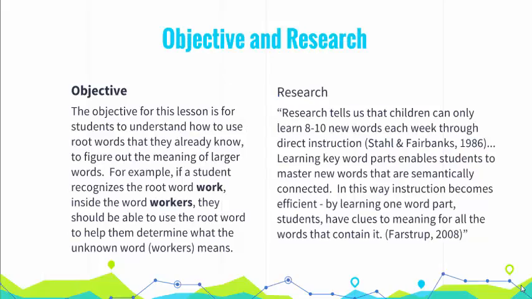Paddock, Newton, Rosinski, and Newton also state that learning key word parts enables students to master new words that are semantically connected. In this way, instruction becomes more efficient. By learning one word part, students have clues to meaning for all the words that contain it. The objective for this lesson is for students to use root words that they already know as a clue to figuring out meaning for words that also contain that root.